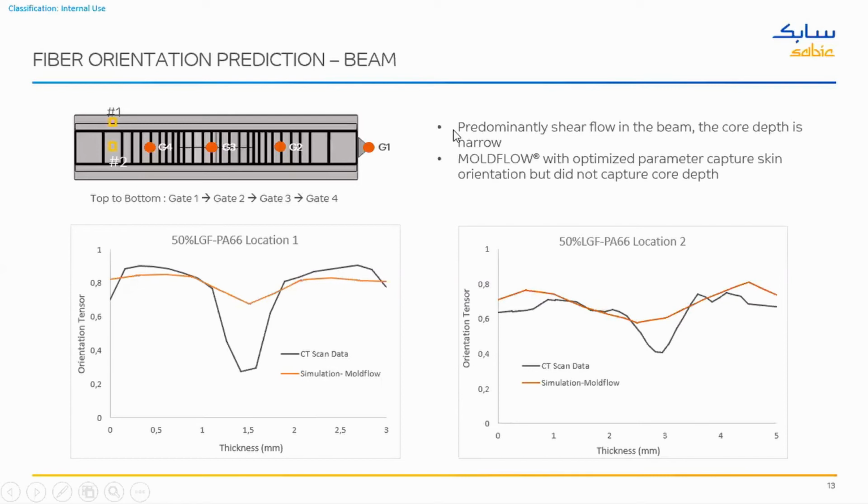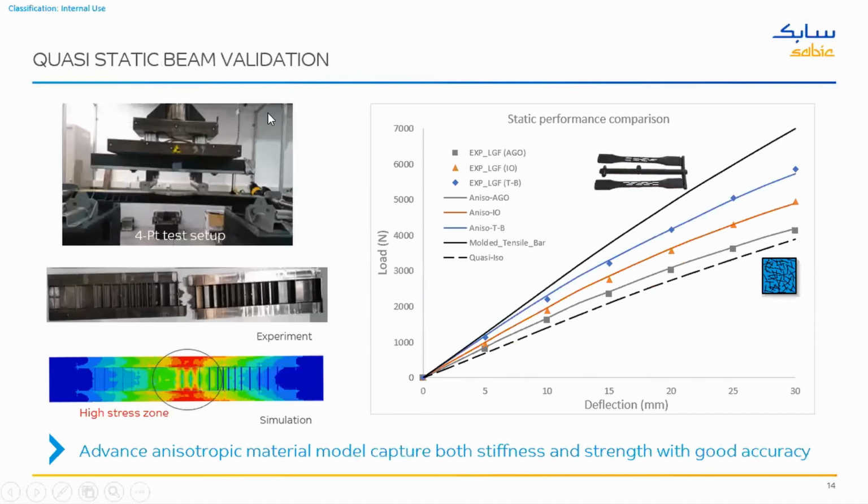So with that, we move to the first validations with that study, the quasi-static test. As you see here, the setup at our facility, the beam, is subjected to the 4-point bending load test, and then we capture the force and deformation from that test study. Now this testing we performed for 3 filling sequences, as I have shown you earlier: all gate open, inside out, and top to bottom.